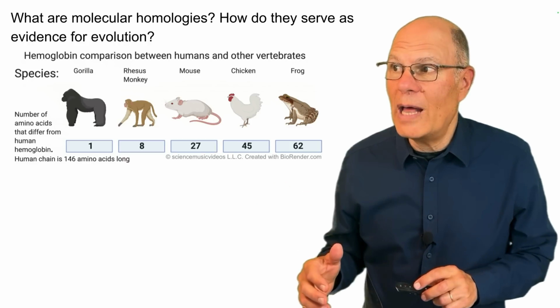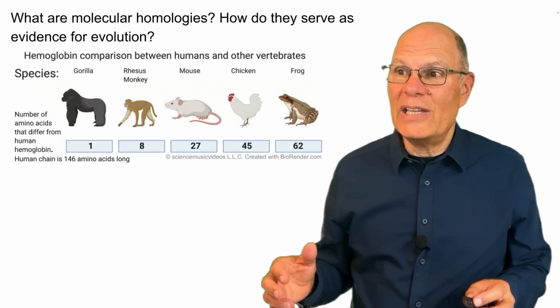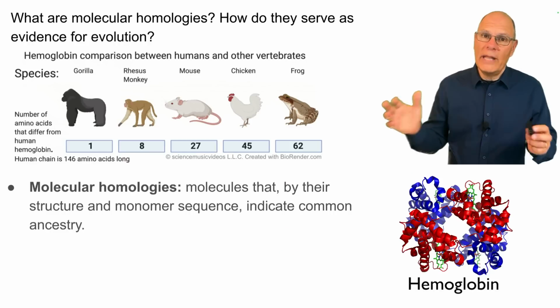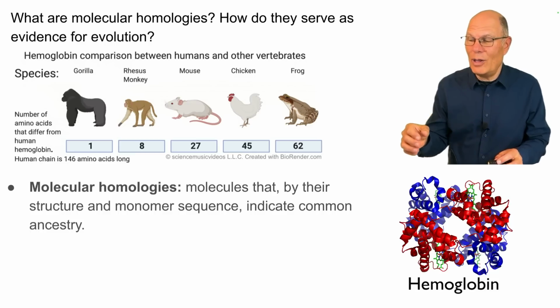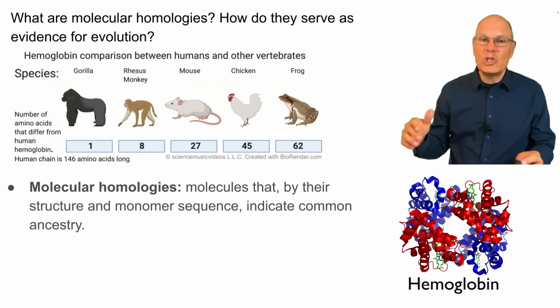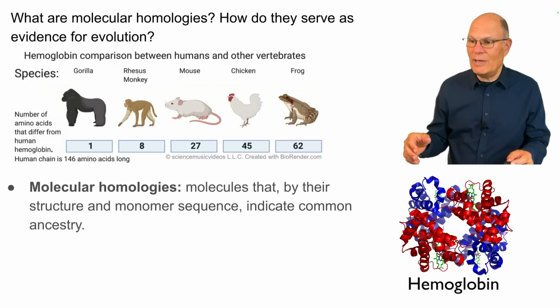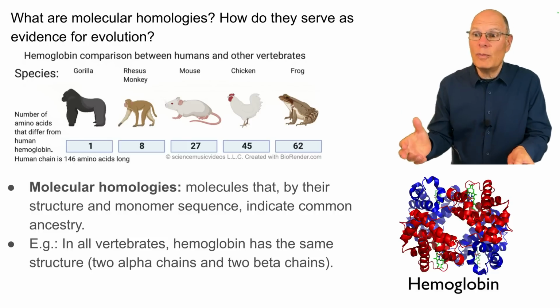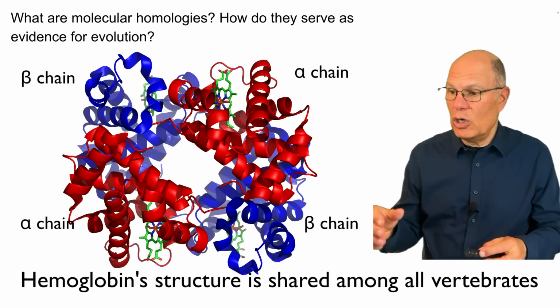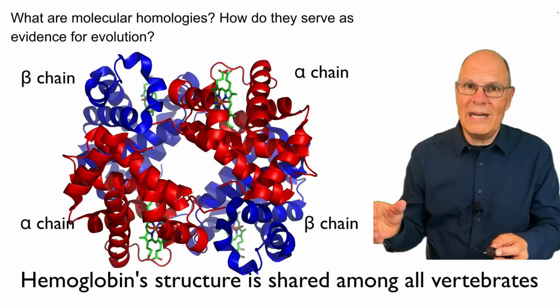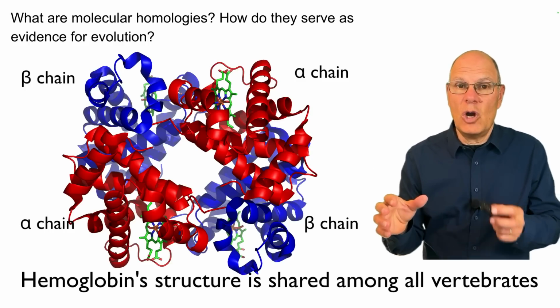What are molecular homologies? How do they serve as evidence for evolution? Molecular homologies are homologous features, but at the molecular level. They're molecules that by their structure and monomer sequence indicate common ancestry. All vertebrates, for example, have hemoglobin that has the same structure, 2 alpha chains, 2 beta chains. Many of the amino acids are the same.